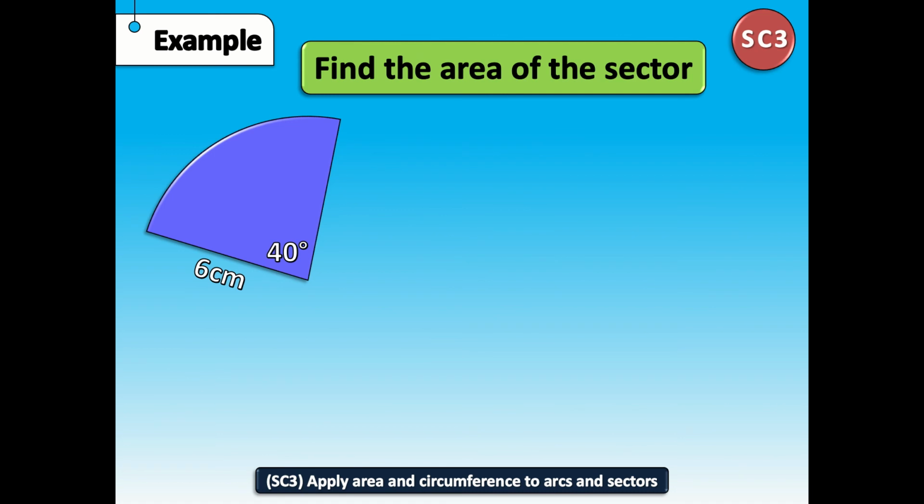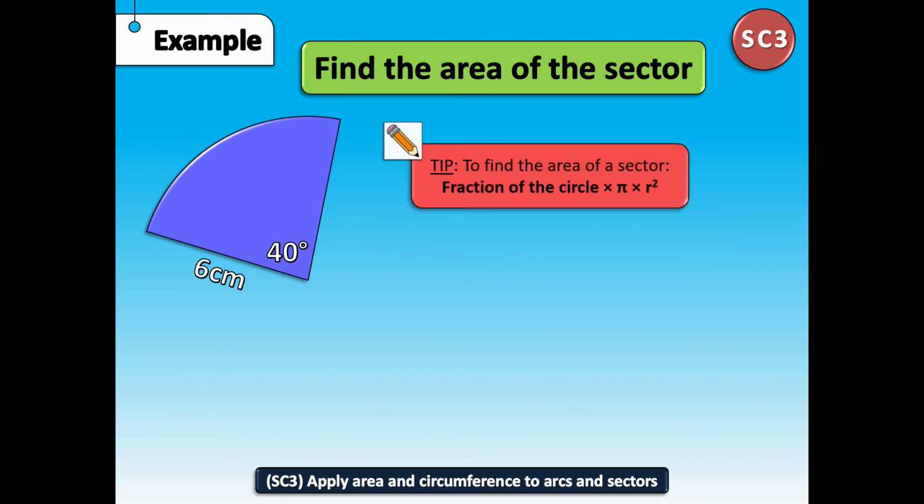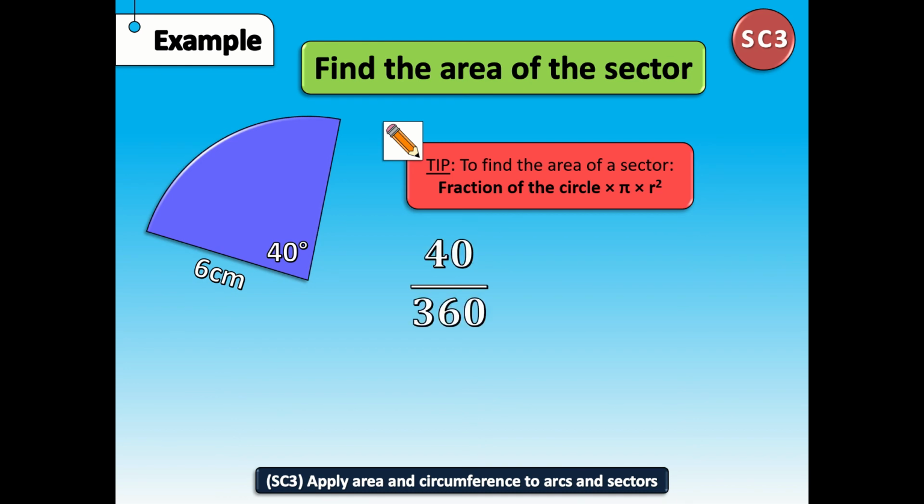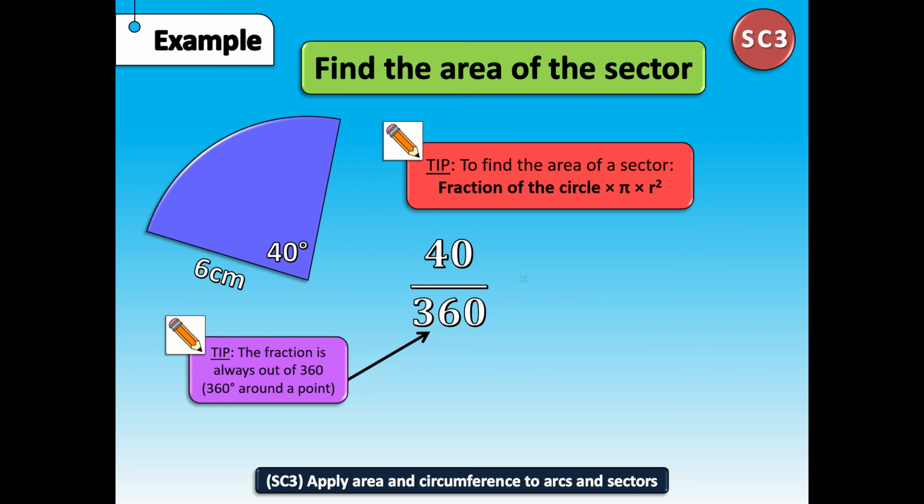So we want to find the area of this sector. So to find the area of a sector, we do what fraction of the circle we have times pi times the radius squared. So we have 40 degrees out of a total of 360 degrees. So we times that by the area of the circle, so times pi times the radius squared. The radius here is 6 centimeters. And to 2 decimal places, the answer is 12.57.